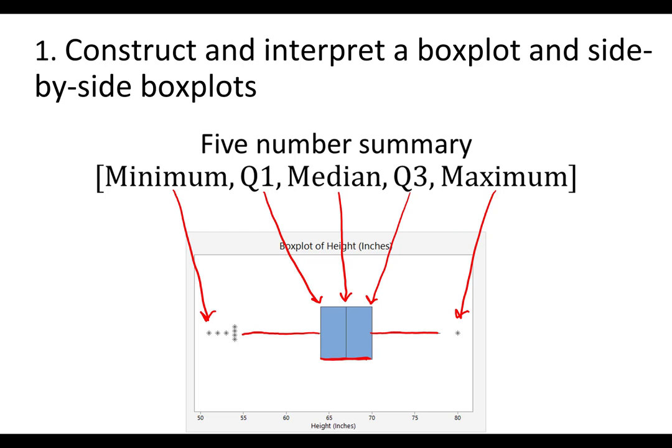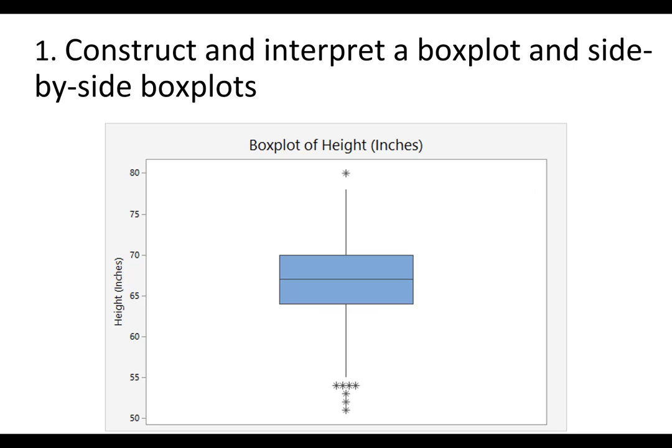The orientation of this particular box plot is horizontal. I did that so it would line up with our 5-number summary. The default in Minitab Express, though, is to make a vertical box plot, such as this one. This is the same box plot that we just saw, but now our orientation is vertical.